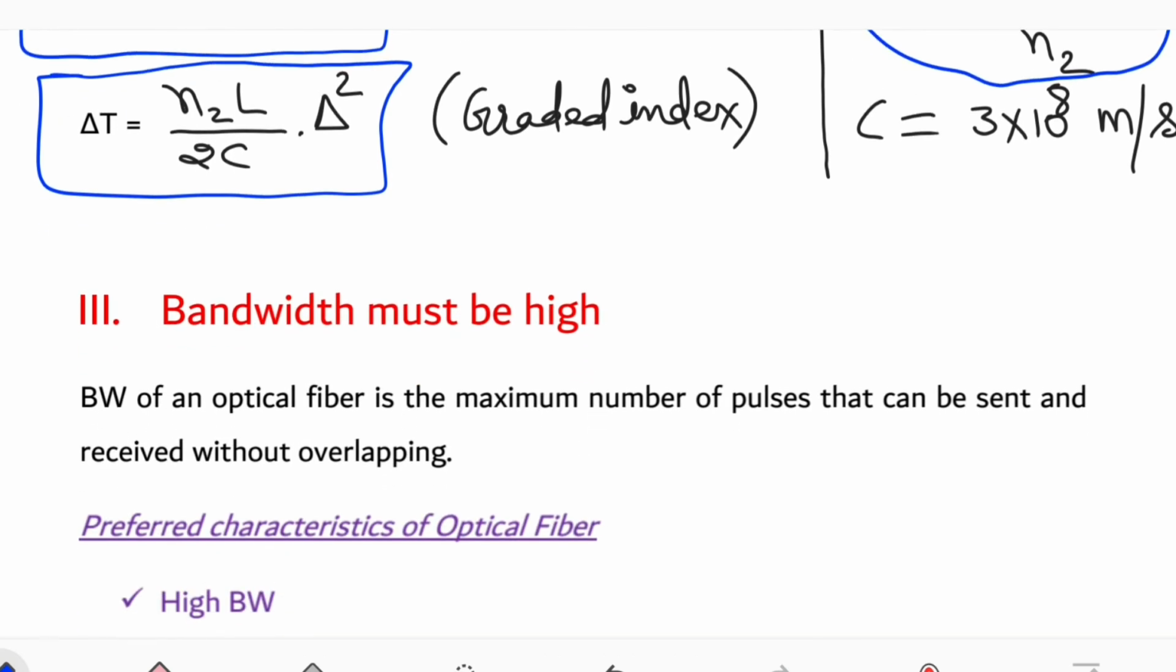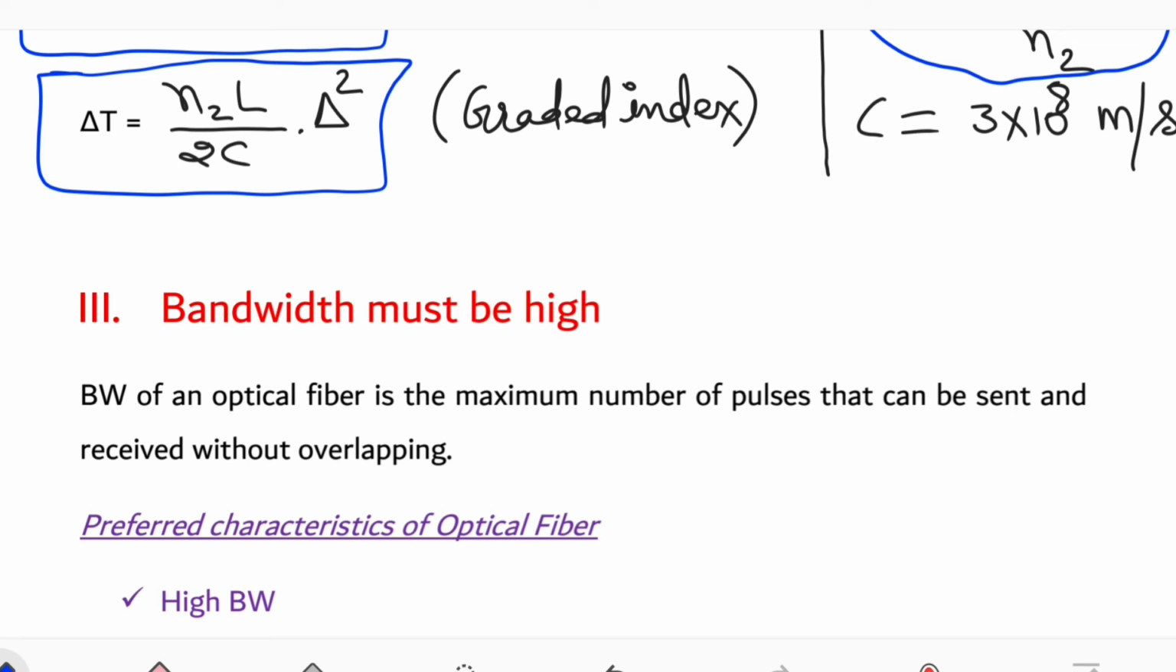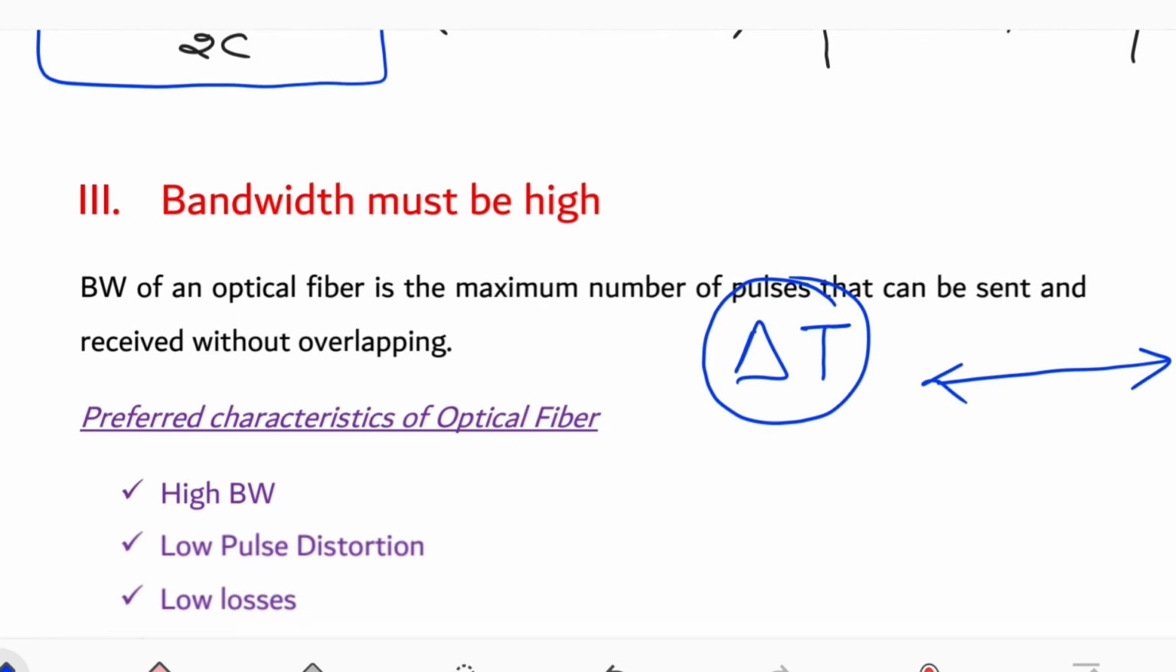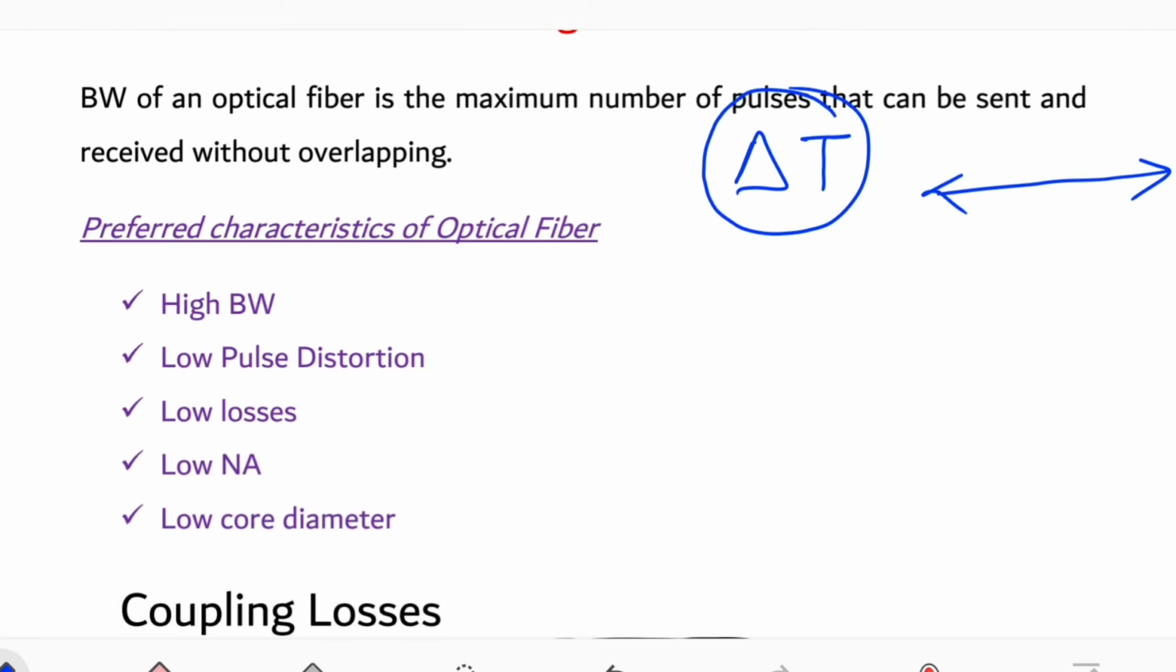So the next one is the bandwidth. Bandwidth of an optical fiber is the maximum number of pulses that can be sent and received without overlap. That bandwidth depends on the delta t, like how much time duration there is between all the pulses and how much is the total duration of the pulses. In that way we can calculate the bandwidth and how many maximum pulses we are sending. That itself is the parameter of the bandwidth. For the optical fiber, we want more bandwidth in order to have more information carrying capacity. So these are the preferred characteristics of the optical fiber.